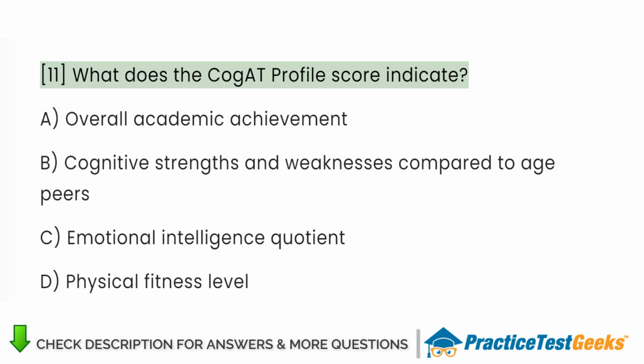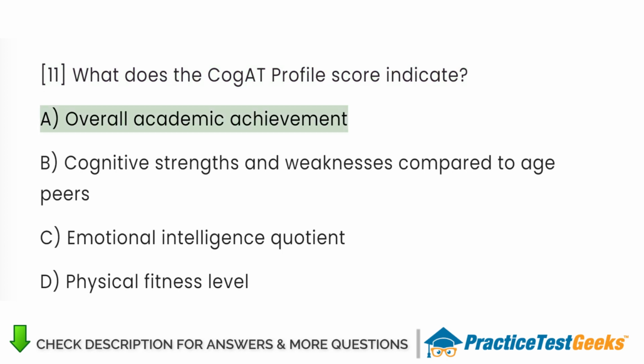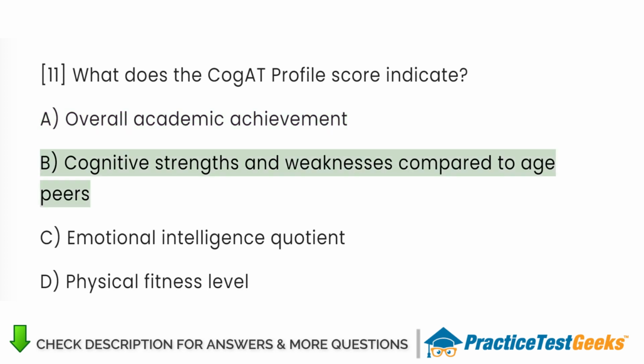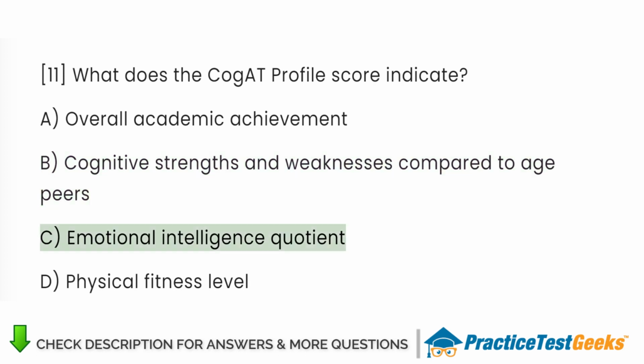What does the CogAT profile score indicate? A. Overall academic achievement. B. Cognitive strengths and weaknesses compared to age peers. C. Emotional intelligence quotient. D. Physical fitness level.